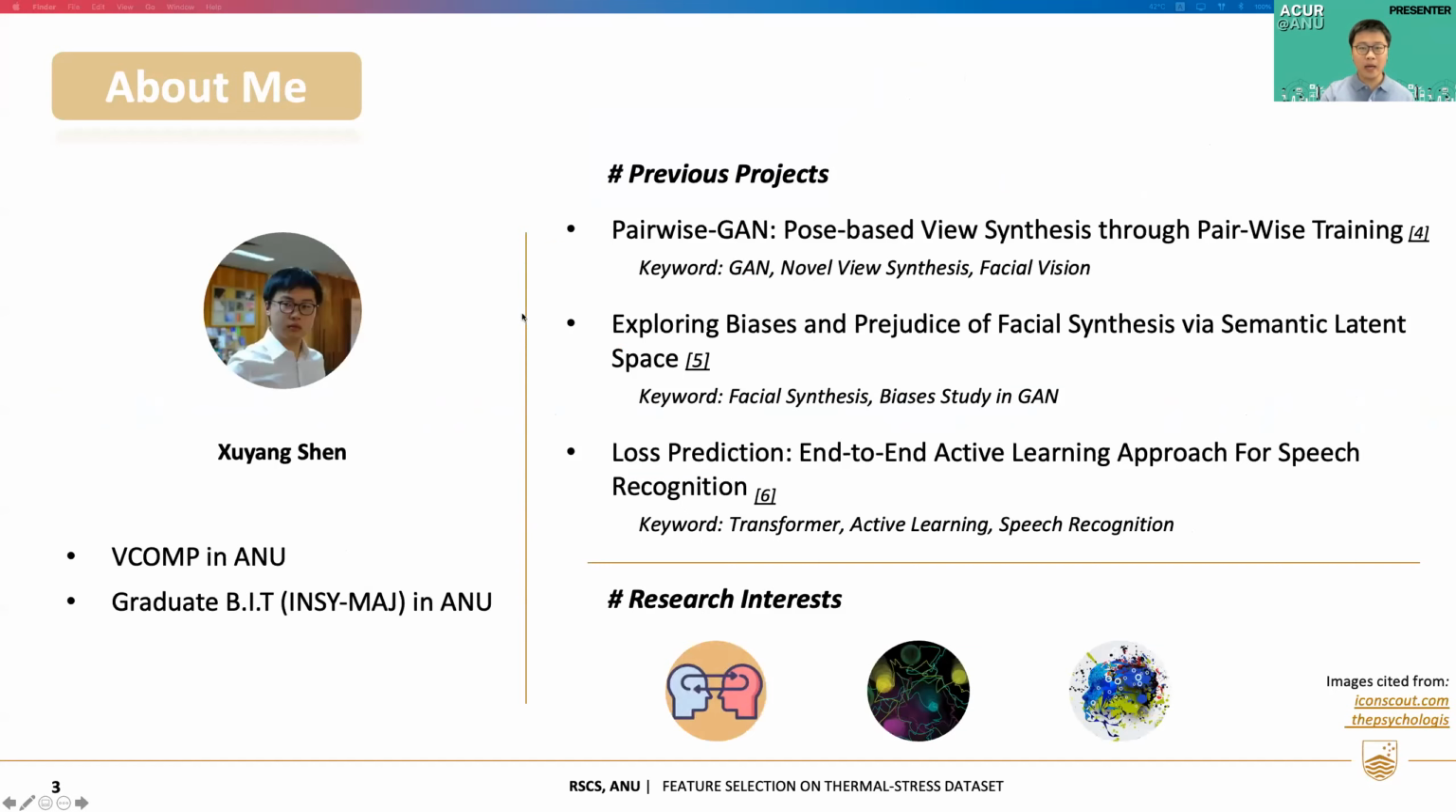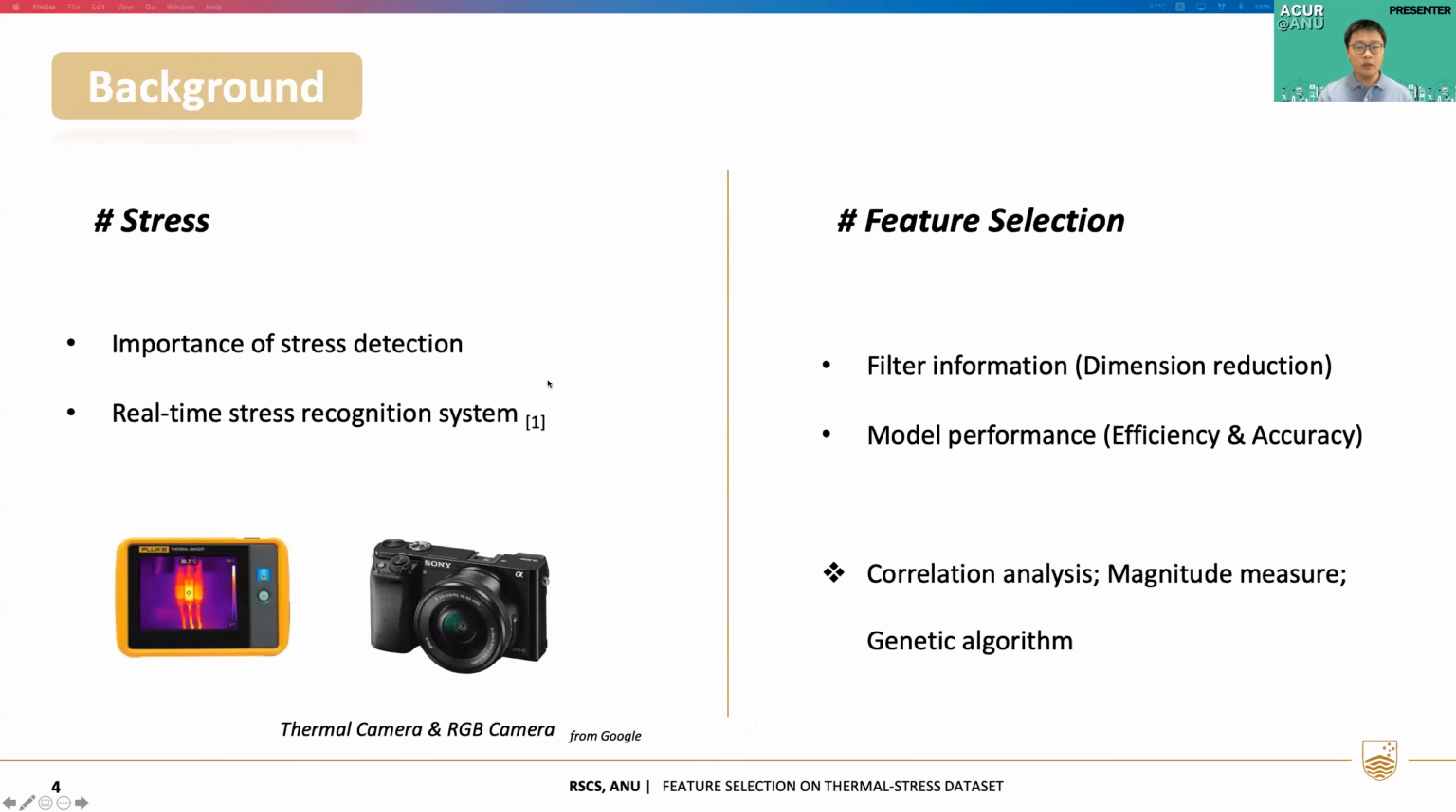Yep, this is me. I'm in the Master of Computing Advanced Program at ANU. I previously did several research projects related to generative adversarial networks, biostudy, and speech recognition. Some were done in my bachelor degree and others during my master degree. I'm currently pretty interested in transfer learning, transformers, and general AI. Let's move on to the background.